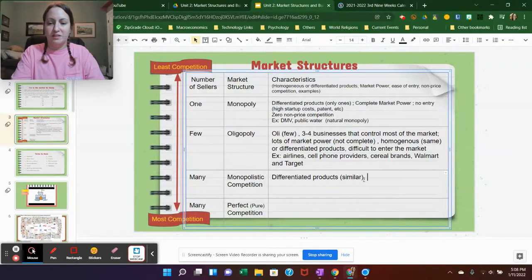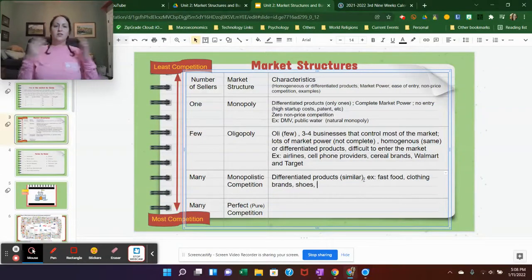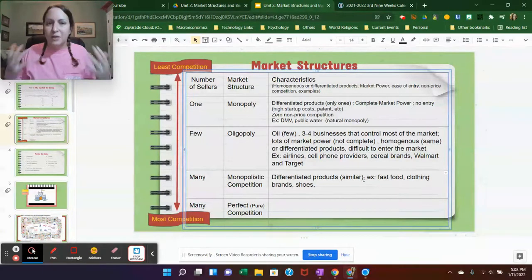This is going to be an example like fast food or clothing brands. Oh my gosh, shoes. Think about how many fast food restaurants there are. You can name off 20 of them in 10 seconds. And they're selling different things. This one sells tacos, this one sells hamburgers, this one sells steaks. But they're all food. And since there's so many of them, they have slight control over the price, slight market power.